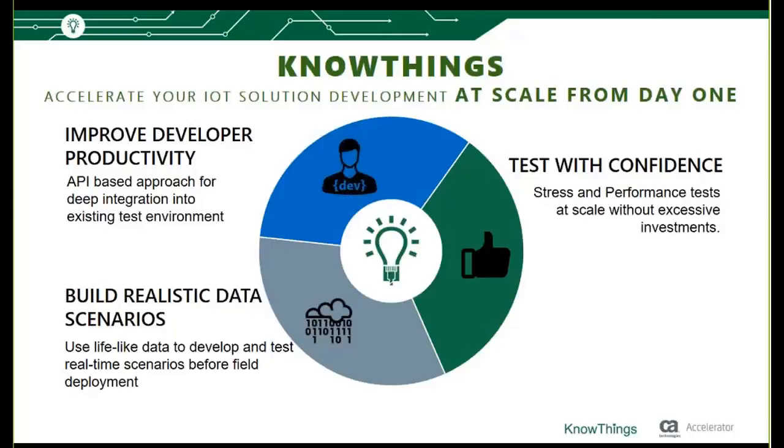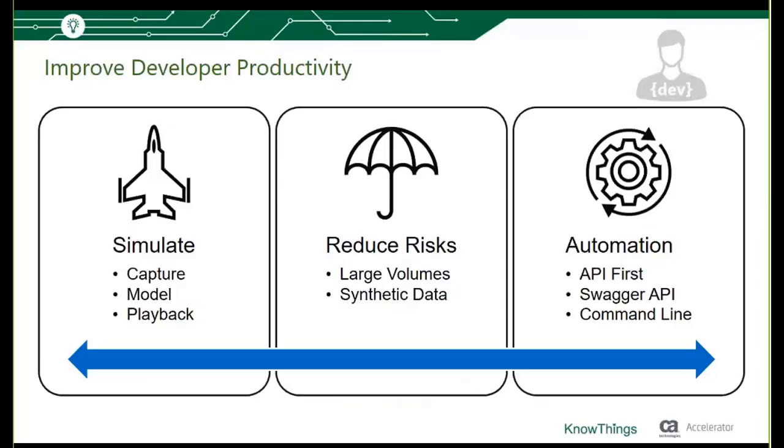So, we've been really focused on the developers at this point in time and trying to improve developer productivity. We have these three areas that we're looking at: being able to improve developer productivity, test with confidence, and build realistic data scenarios. All of this is really helping that developer and the team accelerate their IoT solutions development at scale from day one. So let's dive into a little bit more of the features in this release and what they mean.